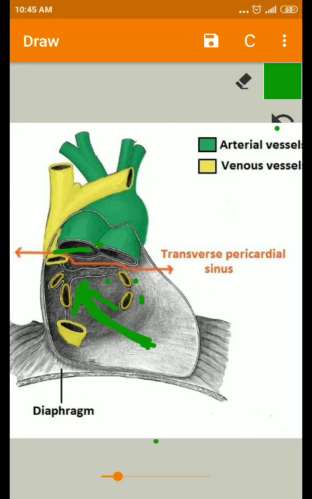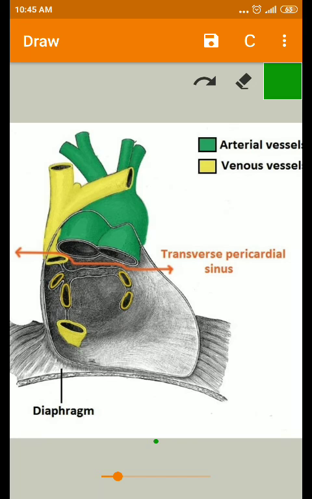This oblique sinus permits pulsations of the left atrium to take place freely. We can read the pulsations of the left atrium at the level of the oblique sinus. Okay, these are the sinuses of the heart, that is, the pericardium, serous pericardium, and its importance.